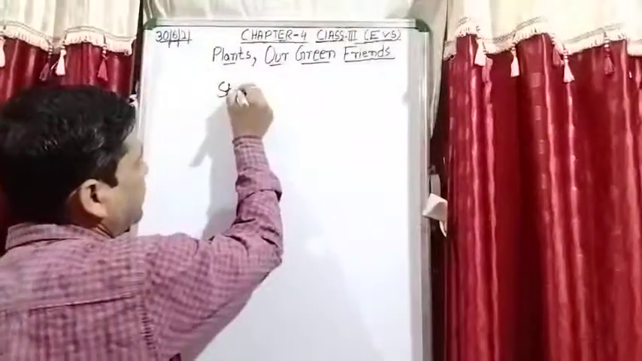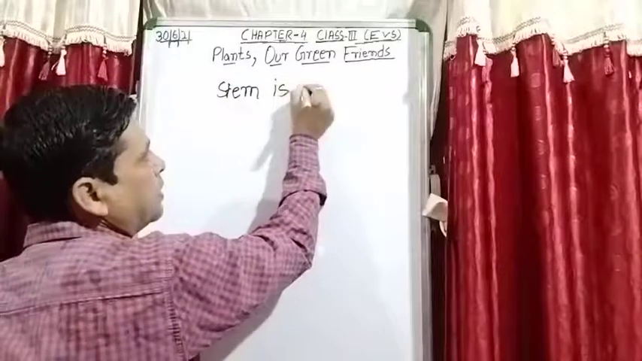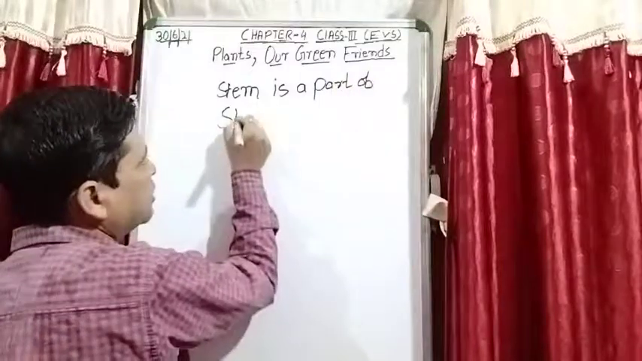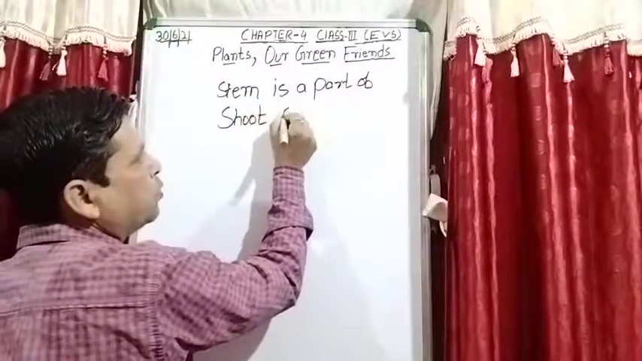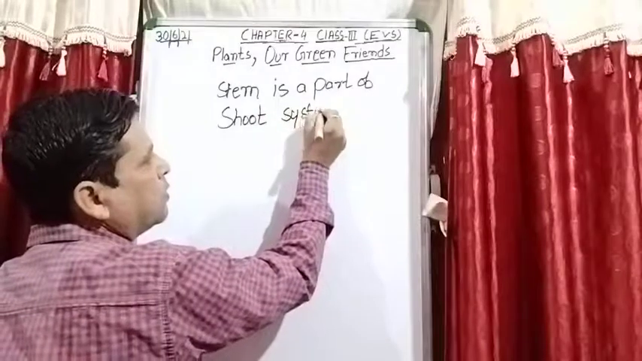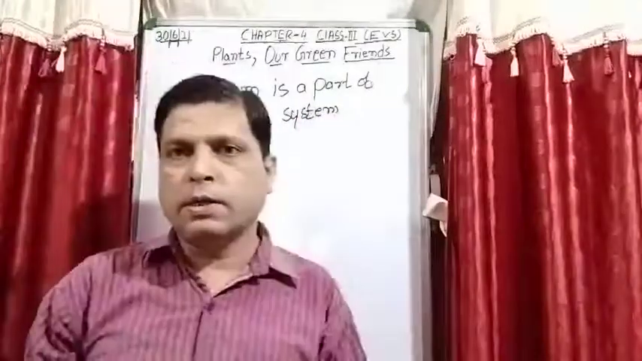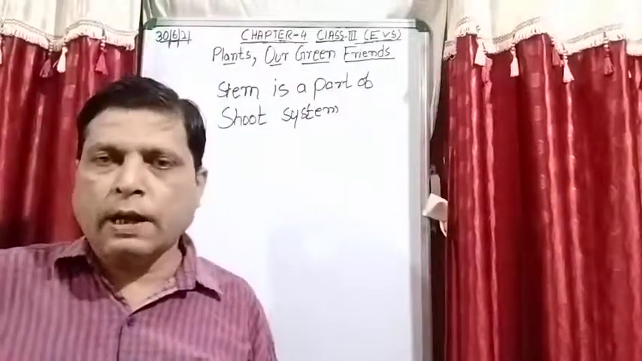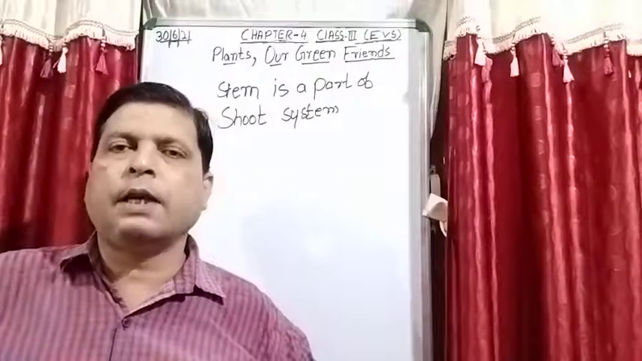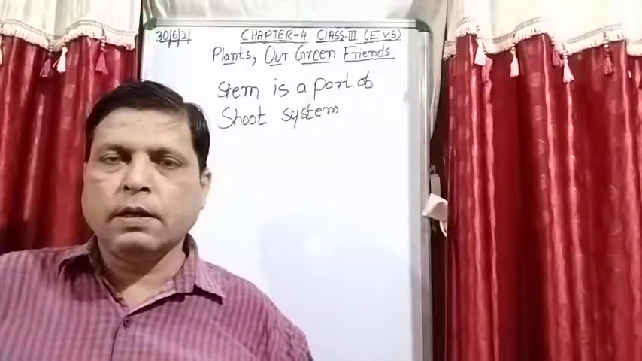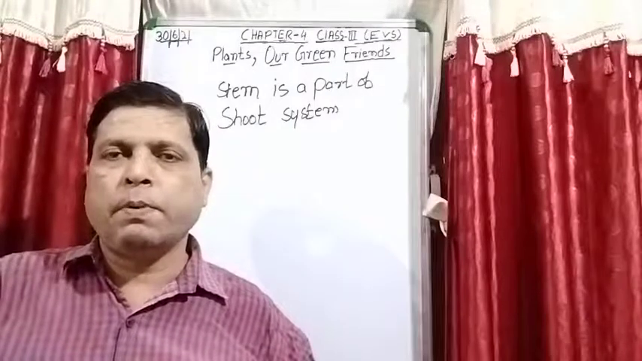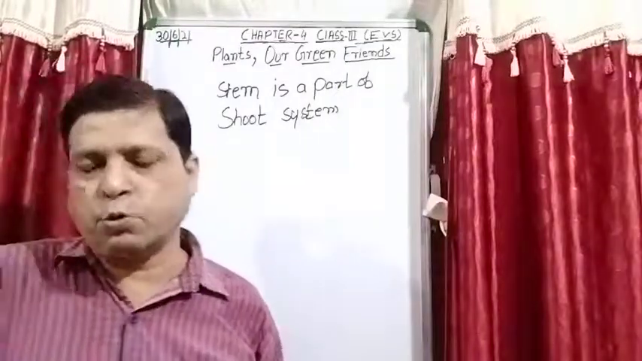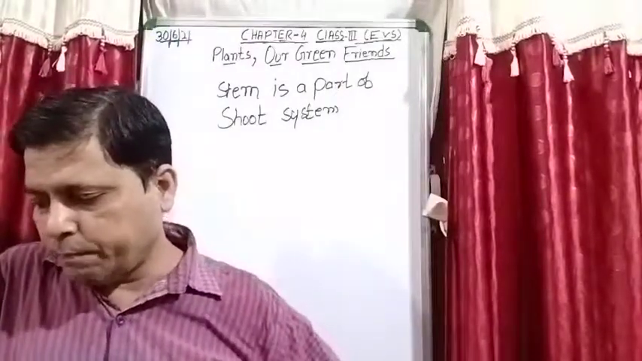Stem is a part of the shoot system, and it is above the ground. And what are the parts of the stem? It bears leaves, branches, buds, flowers and fruit. So these are the parts of the stem.